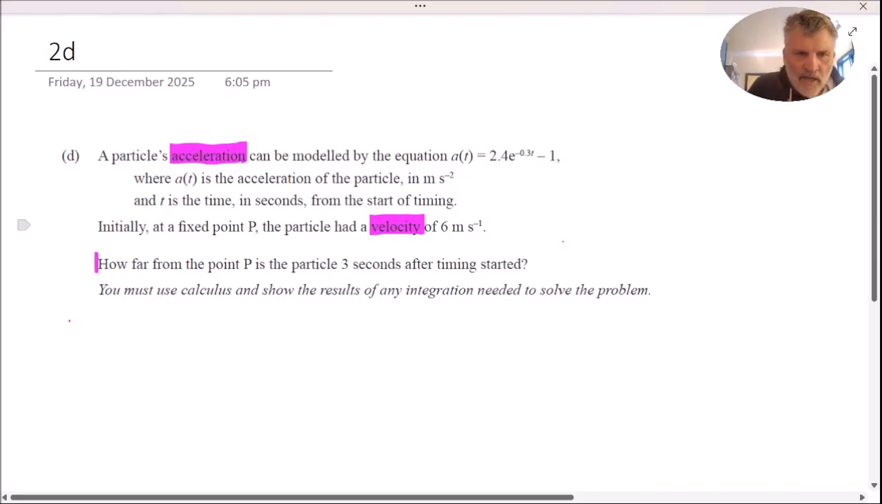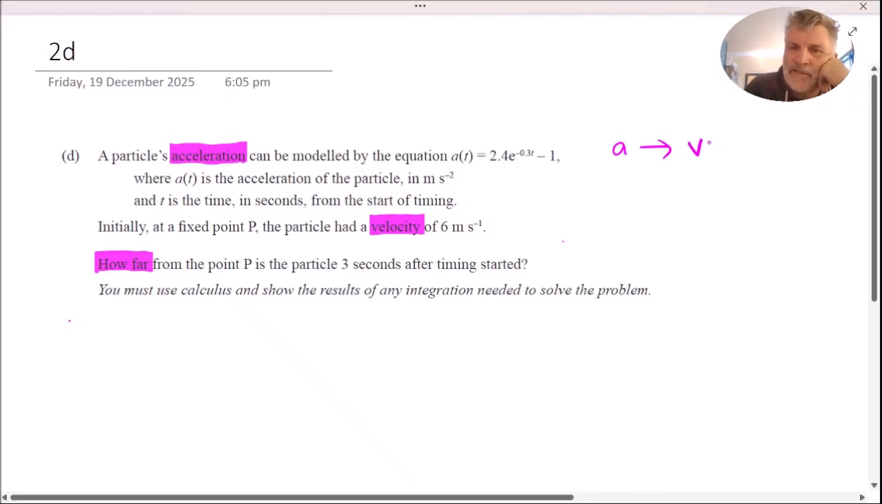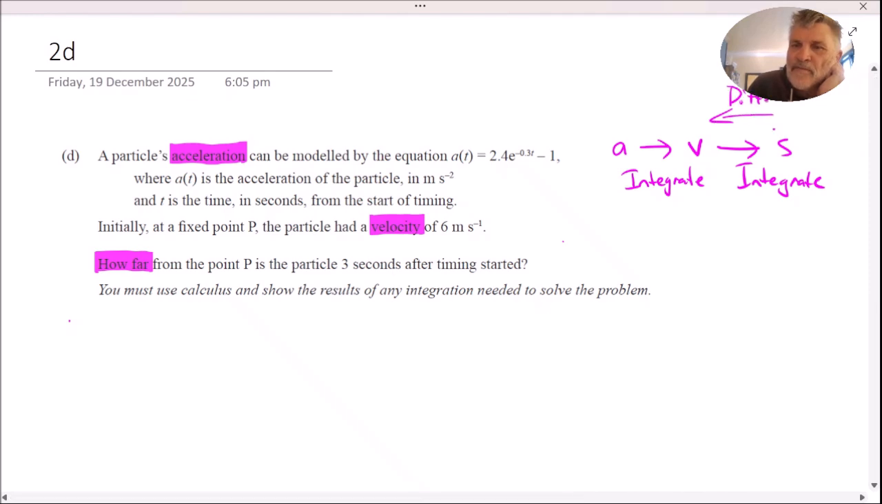So this is a displacement, where A of t is the acceleration of the particle and t is the time in seconds from the start of timing. So acceleration to velocity to displacement. We integrate, which isn't surprising because we're doing an integration examination. If you were going the other way, then you would differentiate.